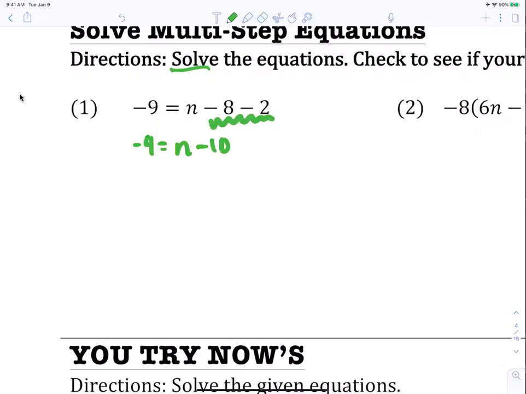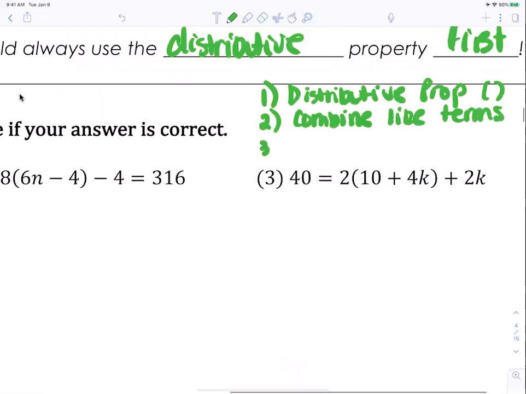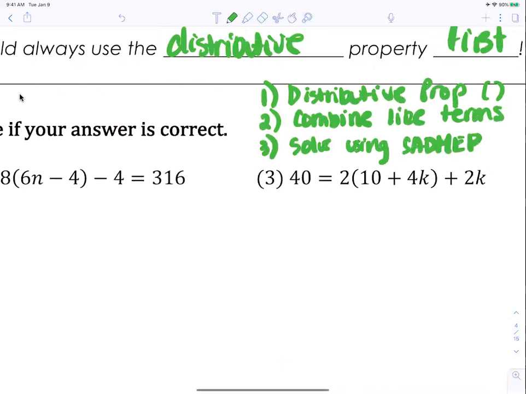And what now happens is this becomes a one-step equation. It is a two-step technically, but from here on out, it becomes one, because to solve, there's only one other thing that I have to do to get n alone. So once you do the combine like terms step, then I go about solving using SADMAP. Whoa, not a sap. All right, then we go about solving and undoing things, okay?